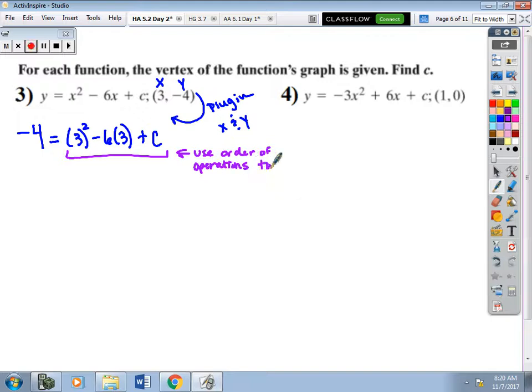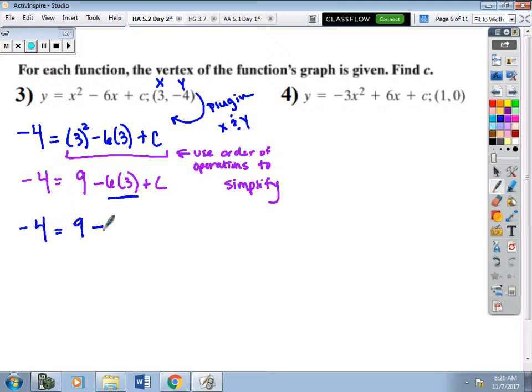to simplify. So we do our exponents first. So 3 squared is 9. Then we would do our multiplication next. Then we would do our subtraction, or combining like terms here. So 9 minus 18 would be -9 plus c. And then the last step would be, now we can use inverse operations to move the 9 over.